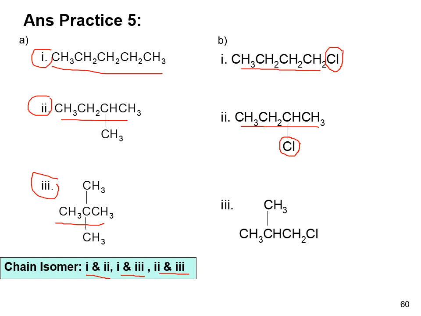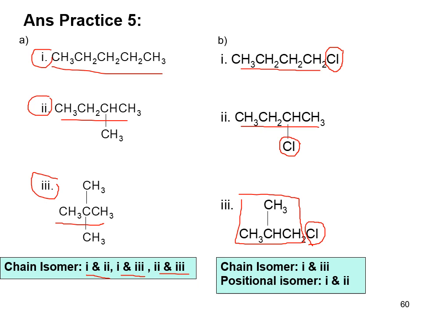And how about this one? This one, the position is still at carbon 1, but you check the chain. The chain is different. This one with a chain of 3 carbon. So you should know, right, what is the answer for these 3 isomers. So let's check.